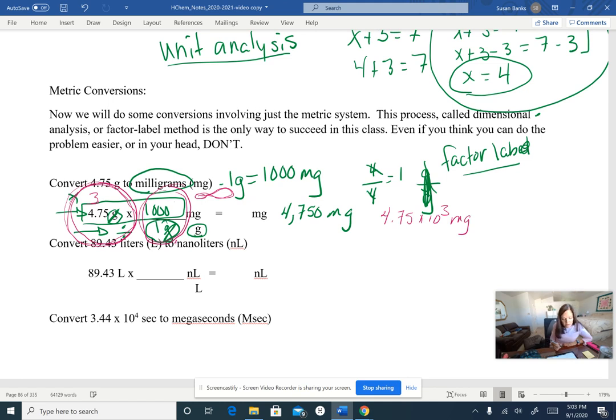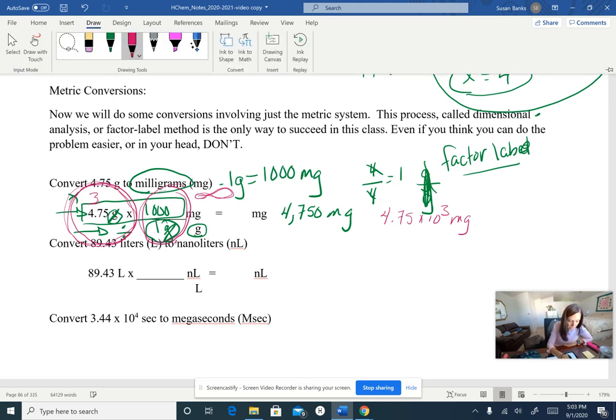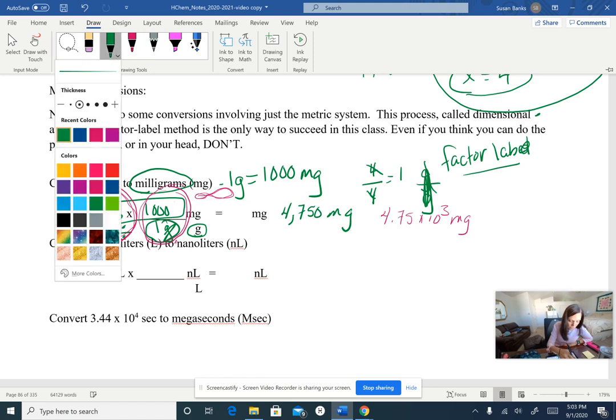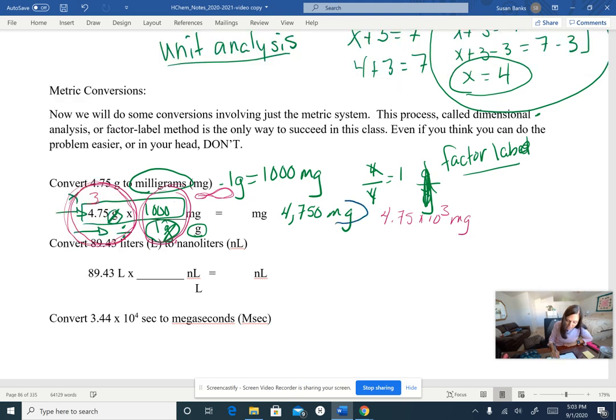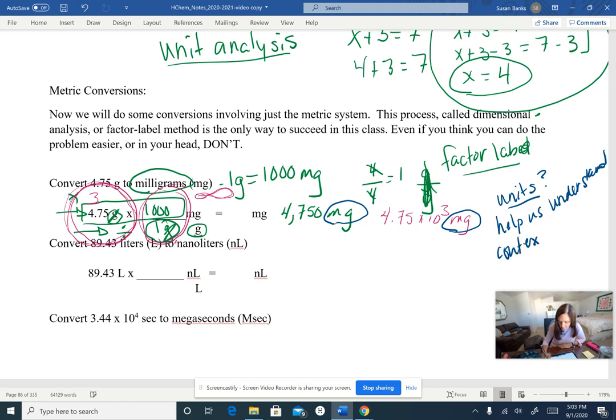Okay? Now, the other thing I wanted to point out, notice I also was very careful to add units. Every time we have a measurement, we always have to have units. Why do we need to have units? If I have 4,750, but I don't know what it is, do I have any idea what we're talking about? Units help us understand the context or what type of measurement we have.